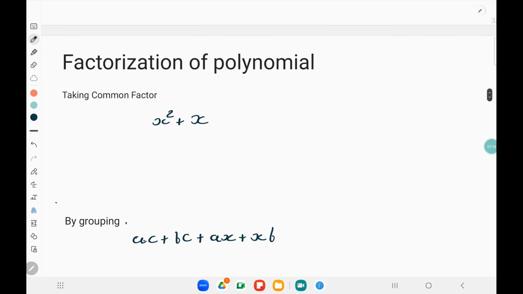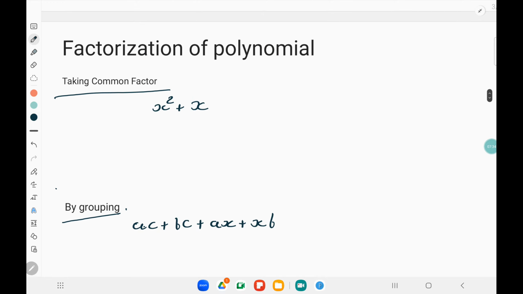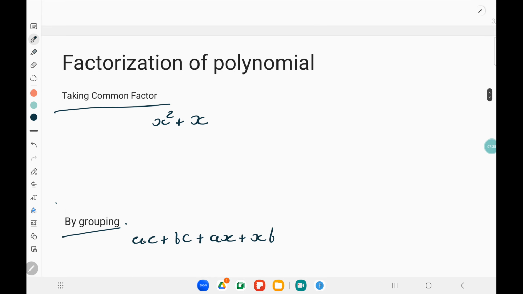Let's move on to the next. Factorization of polynomials. Okay, so a polynomial can be factorized by 3 main methods: first, taking common factors; second, by grouping; and third, by splitting middle terms. That we will see one by one. So first let's see taking common factors.